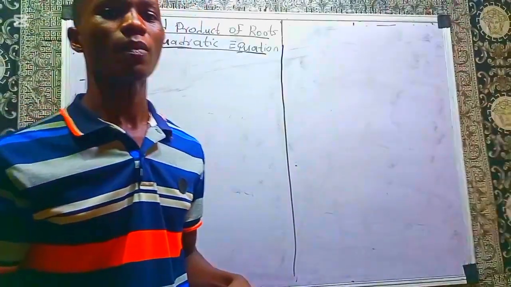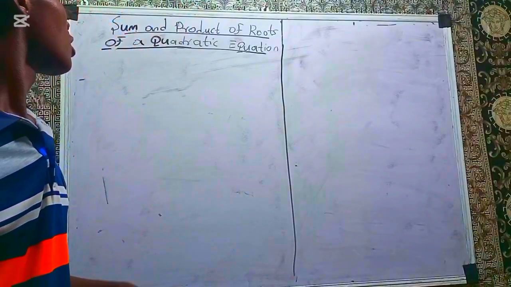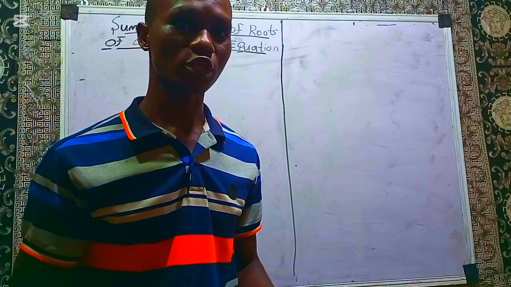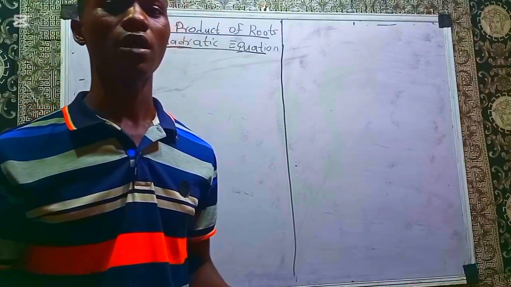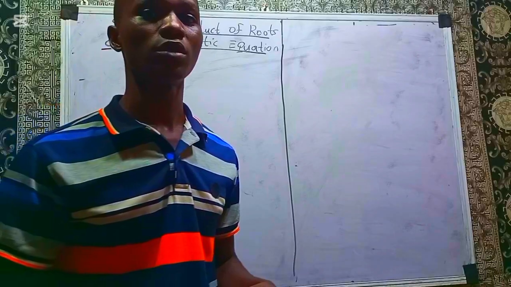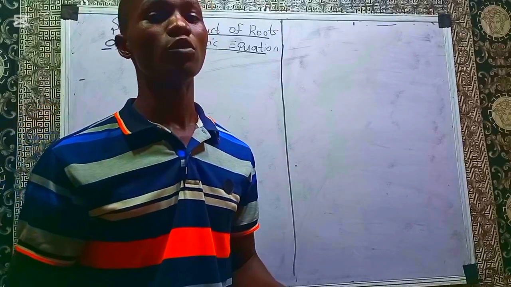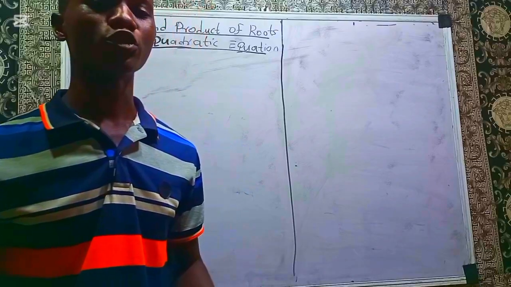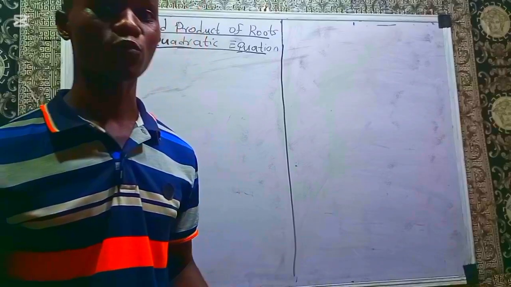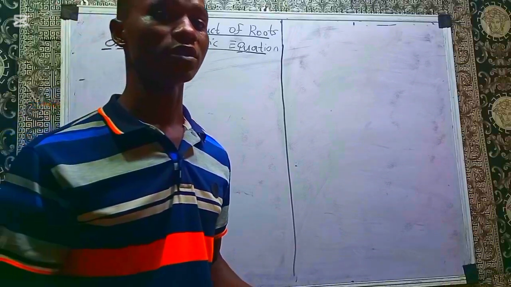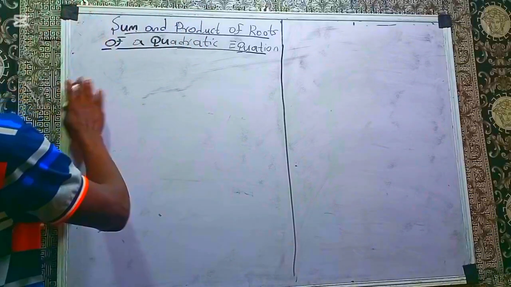In this class, we will be studying the topic sum and the product of roots of a quadratic equation. What we are going to do now is to derive the formula for the sum of roots of a quadratic equation, and the formula for the product of roots of a quadratic equation. We are going to use the general formula for finding the roots of a quadratic equation to derive the sum and product of the roots. So let's start the class.